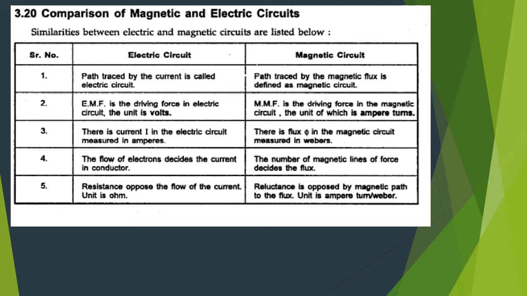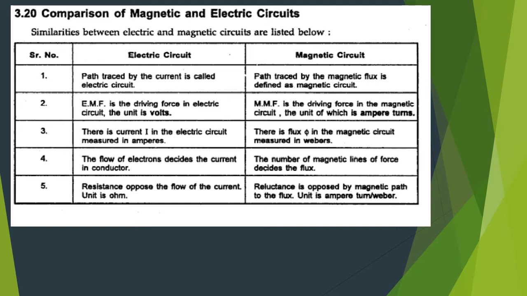If you are talking about the electric circuit, then it is the path followed by current. Current is the main word. If you say magnetic circuit, simply replace the word current by magnetic flux, because in the electric circuit, current is a function of voltage or EMF. But in case of a magnetic circuit, magnetic flux is a function of MMF.